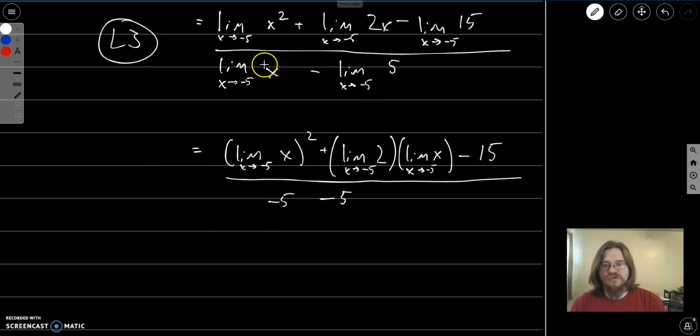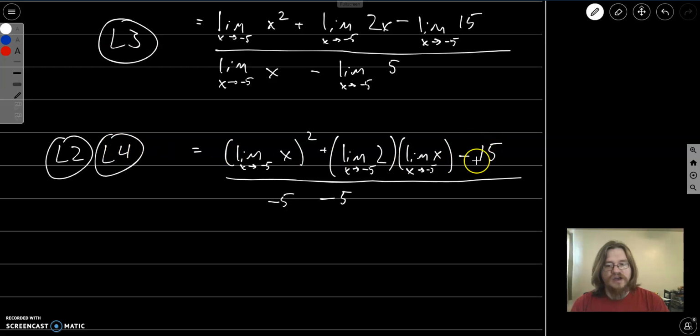From here, so which properties did we use? Firstly, we pulled the square out, so that was L2. We pulled apart the multiplication, and we saw that the limits of constant functions are just that constant, which is the very first property. And then we also did the limit of x is just whatever we're approaching, and that was the one that's not mentioned in the book, but I wanted to give it a name.